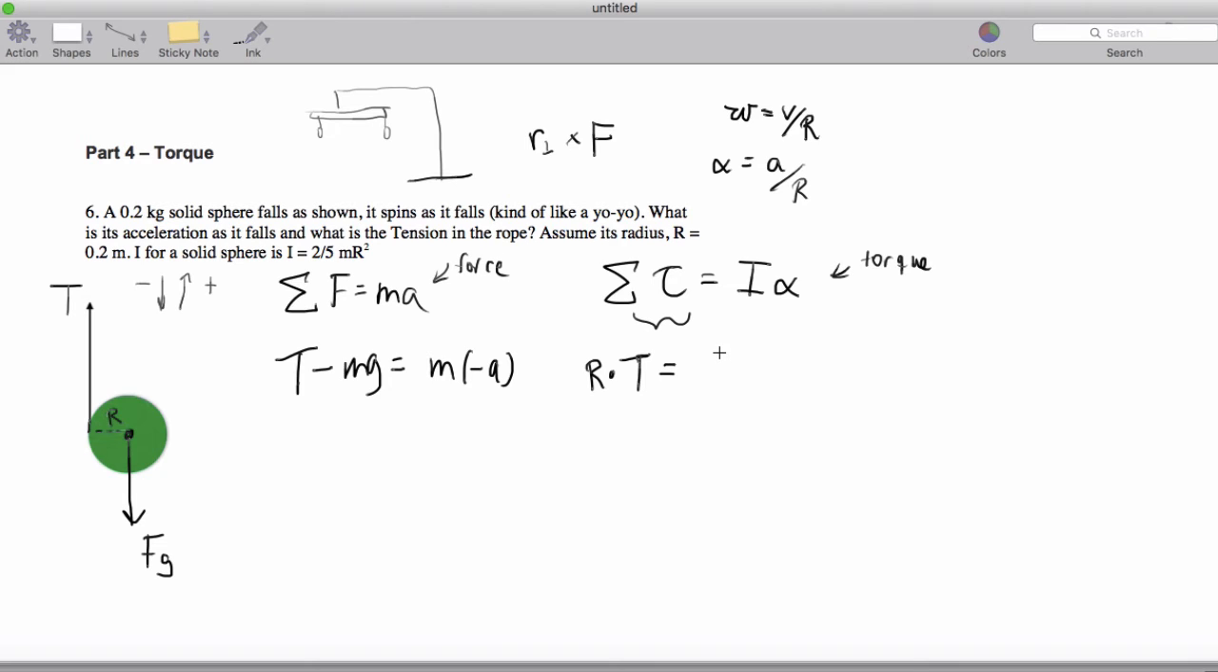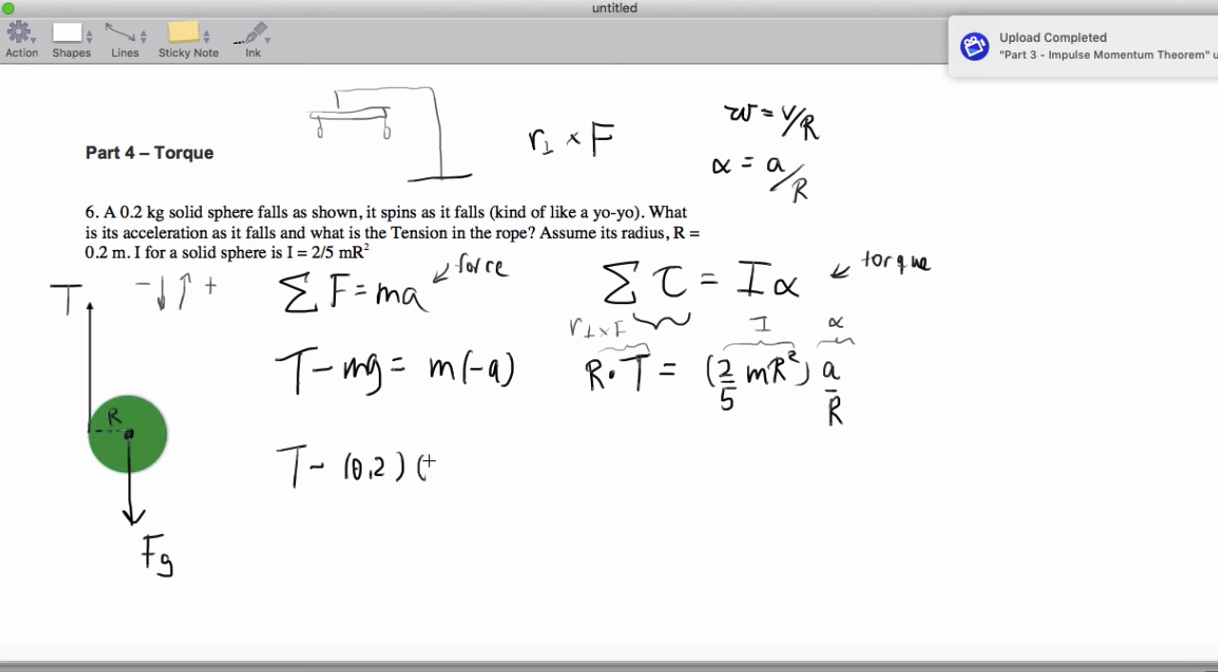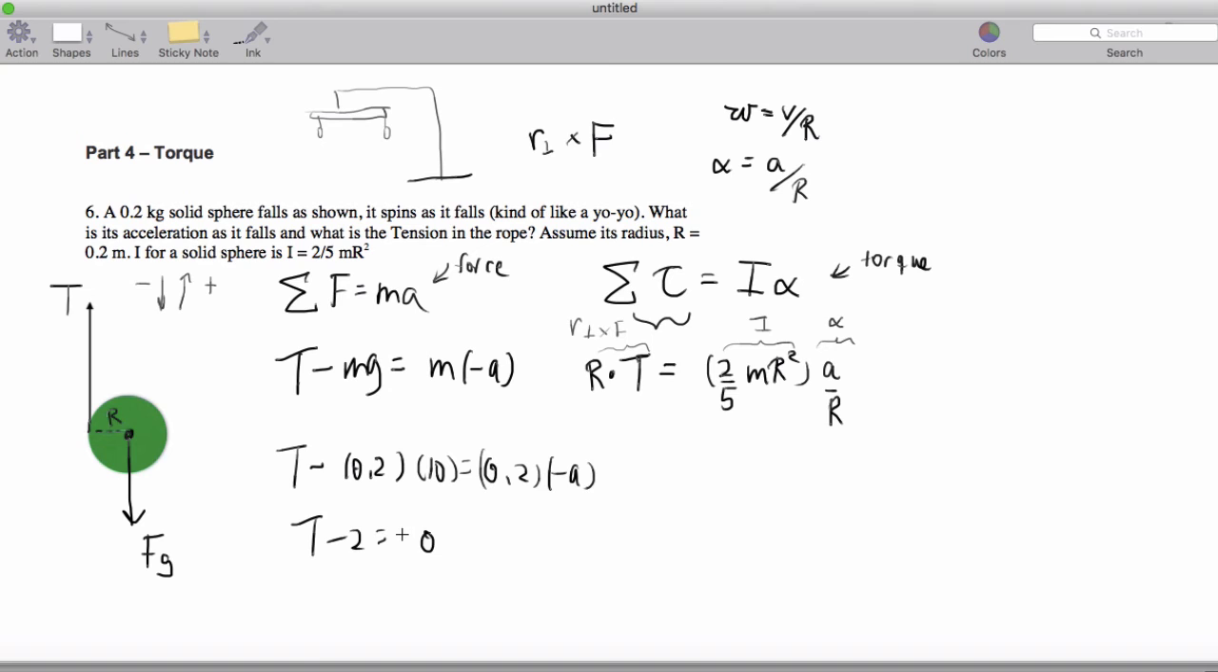So the moment of inertia is given here as 2/5 m r squared times alpha, which is a over r. This part here is the r perpendicular cross f part. This is the I, and here I'm just substituting in for alpha. Now we're going to simplify a little bit. So we've got tension minus 0.2 times 10 equals 0.2 times negative a. That's going to be T minus 2 equals negative 0.2 times a.